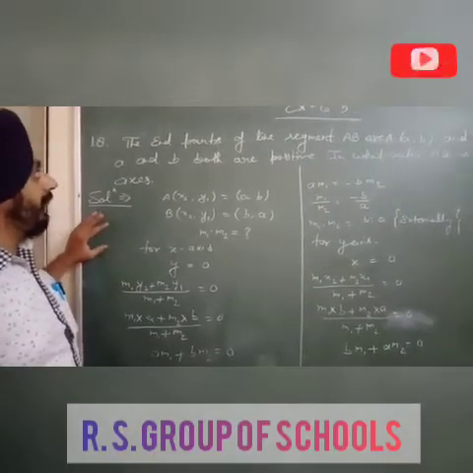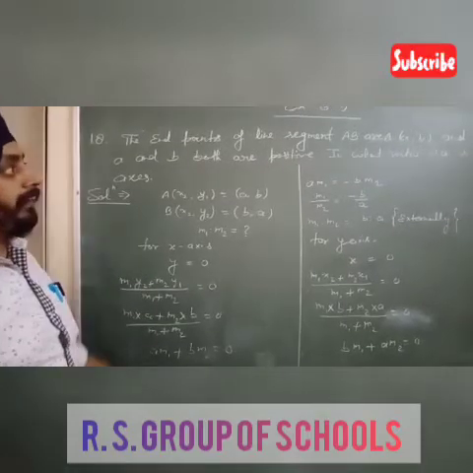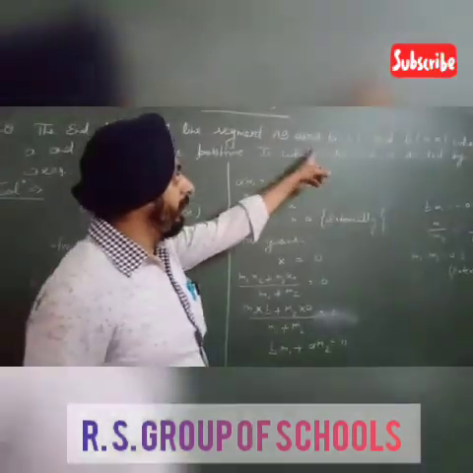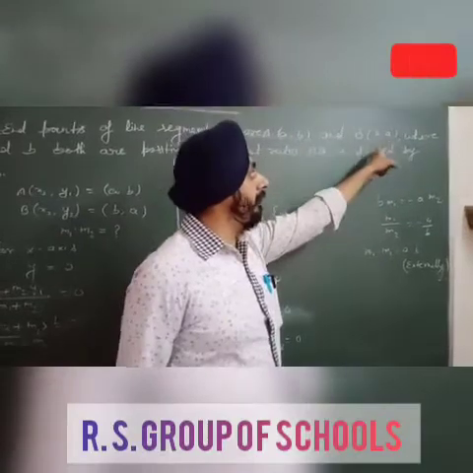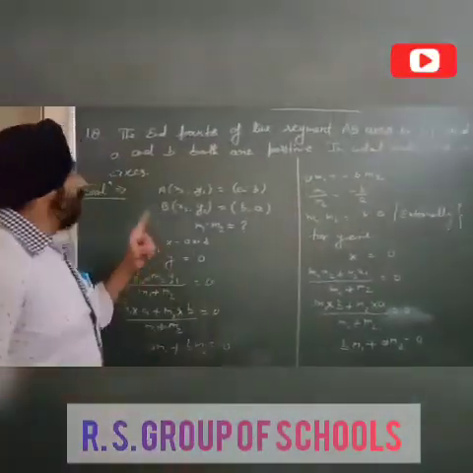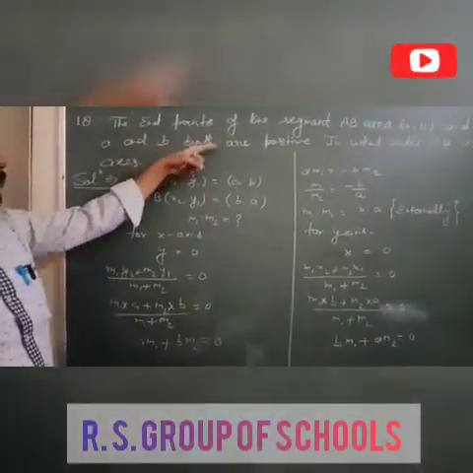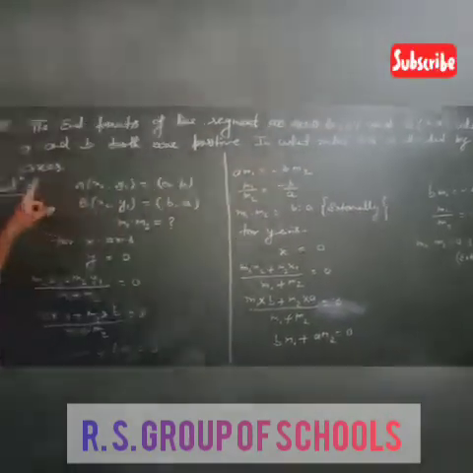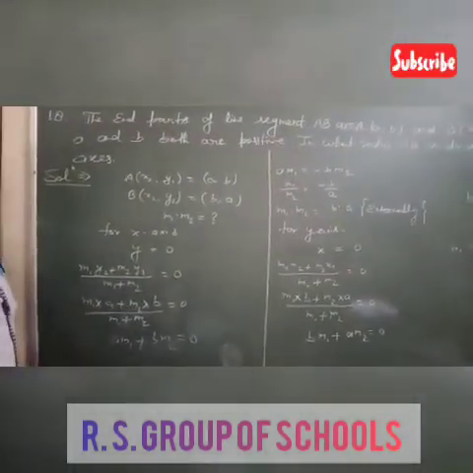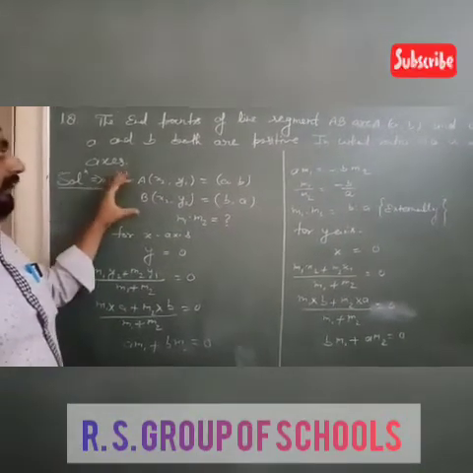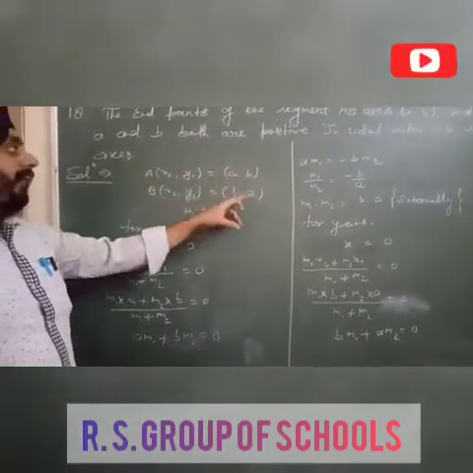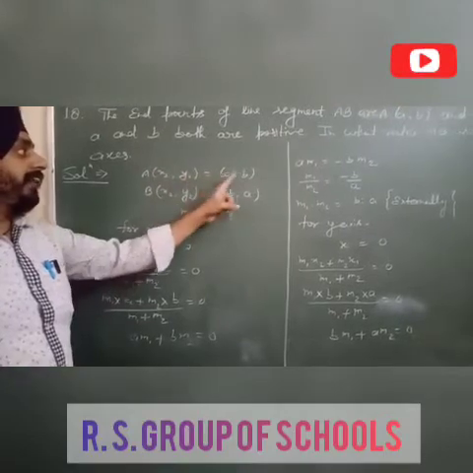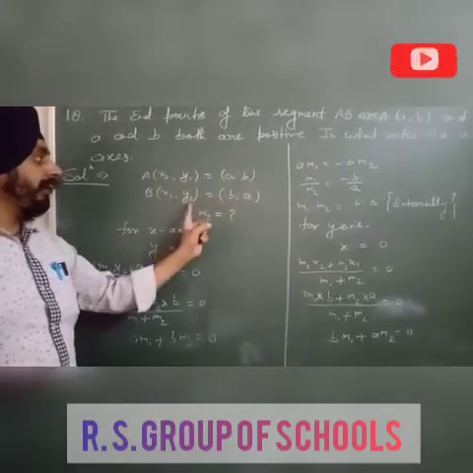Question number 18: the endpoints of the line segment AB are A(a, b) and B(b, a), where a and b are both positive. In what ratio is AB divided by the axes? First we have points A and B, whose coordinates are (a, b) and (b, a). x1 is a, y1 is b, x2 is b, y2 is a.